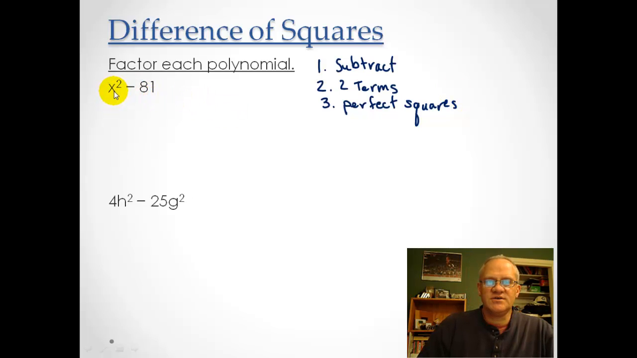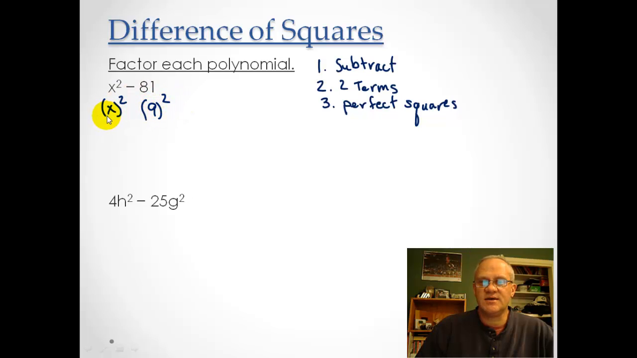All right, first of all, is x squared a perfect square? Can you take something times itself to give you x squared? Yes, okay. That would be x times x, and I'm going to write it this way, and you'll see why in a second. What about 81? Can I multiply something by itself to give me 81? Yes. 9 times 9, or 9 squared. So there are two terms. They're both perfect squares, and it's being subtracted. So this is the difference of squares.